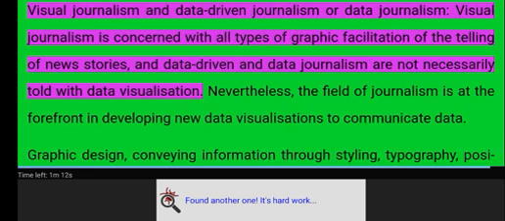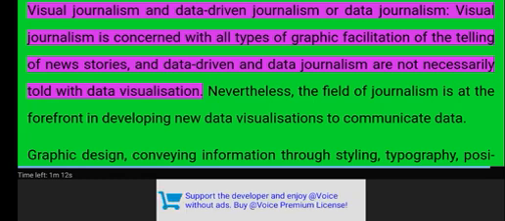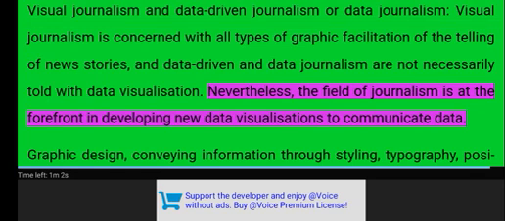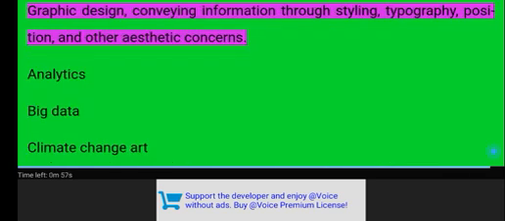Visual journalism and data-driven journalism or data journalism. Visual journalism is concerned with all types of graphic facilitation of the telling of news stories, and data-driven and data journalism are not necessarily told with data visualization. Nevertheless, the field of journalism is at the forefront in developing new data visualizations to communicate data. Graphic design, conveying information through styling, typography, position, and other aesthetic concerns.